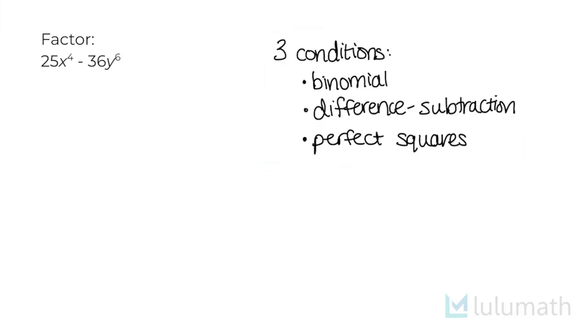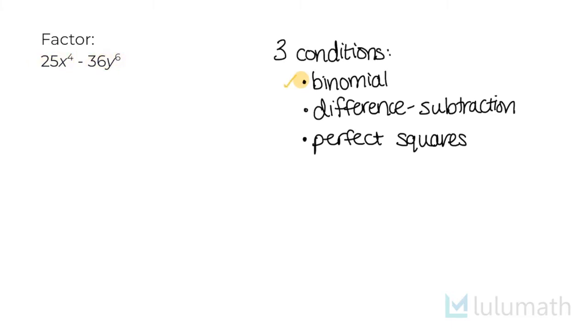So in our next example, we have 25x to the power of 4 minus 36y to the power of 6. And I want to see, is this going to be a difference of perfect squares? So let's look at our conditions. Our first condition is that it has to be a binomial. Well, here we have 2 different terms. So our first condition is satisfied.